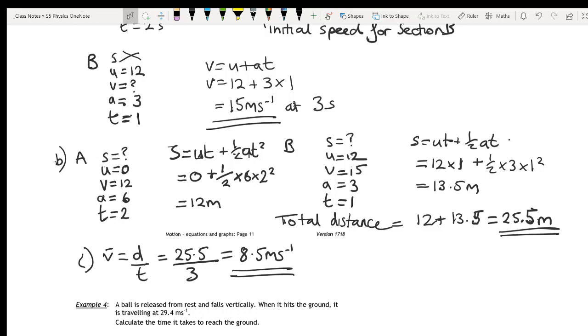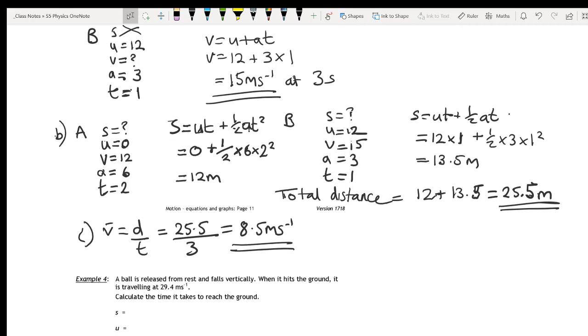I don't know what example 4, sorry. Again, if you finish this, you want to have a read through the next example, you can do, but I will go through it. Okay?